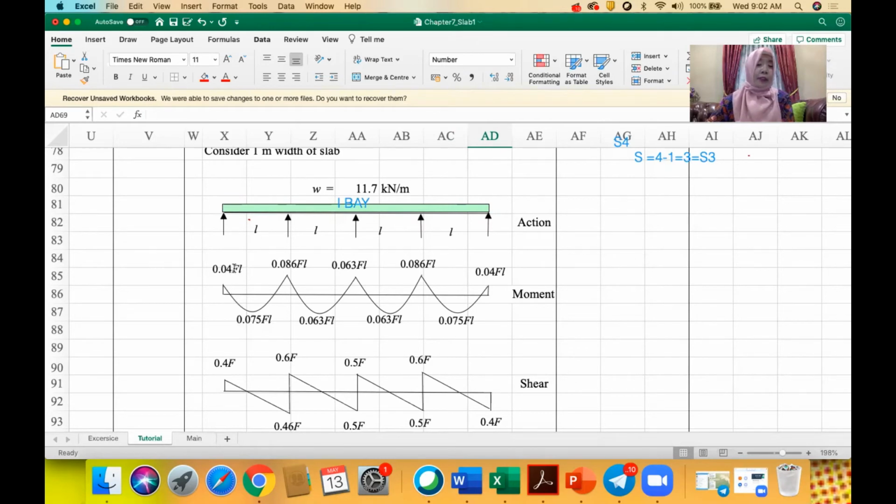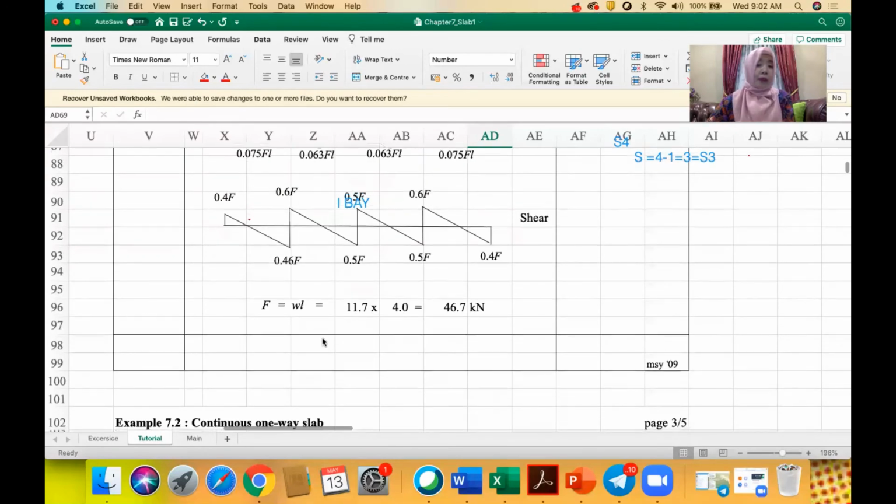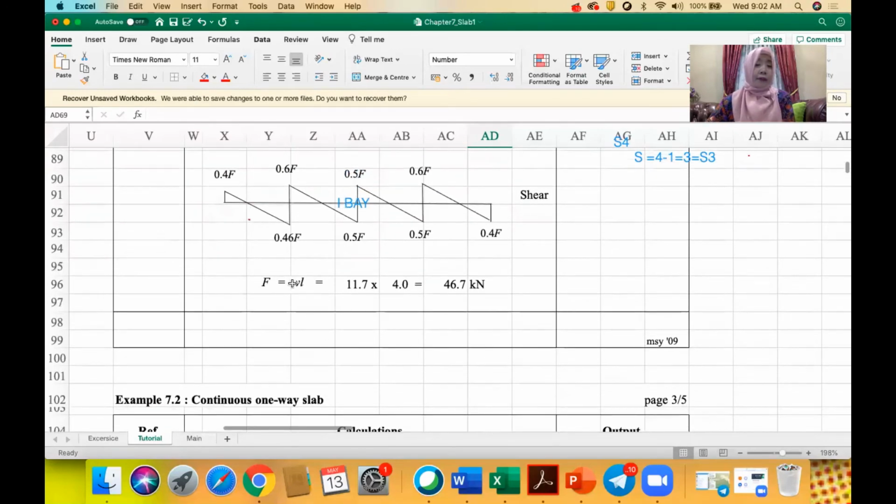Therefore, we need to design. We have 4 different moments: at the outer support, near the middle of the end span, at the first interior support, and also the middle span. Okay, your F is WL, so we have 46.7.